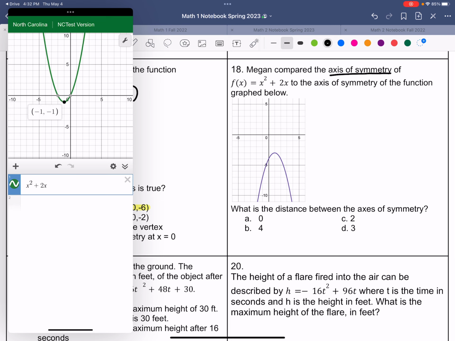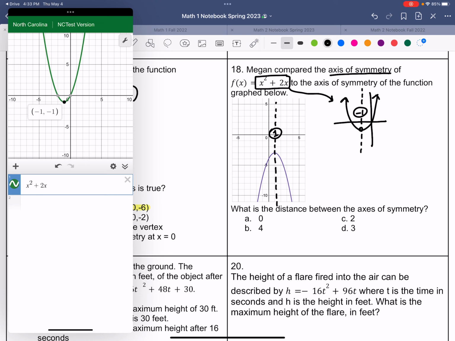Okay, so the axis of symmetry is going to go through the x value of the vertex. For this one, we need to sketch this graph to give some support for this answer. Let's see, it looks something like this. And this goes up through -1, which is our axis of symmetry. And then we're looking at the axis of symmetry here. That goes through +1.